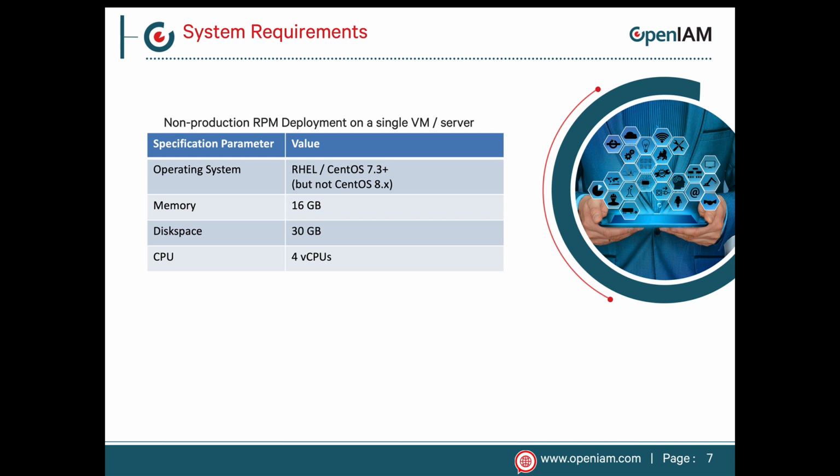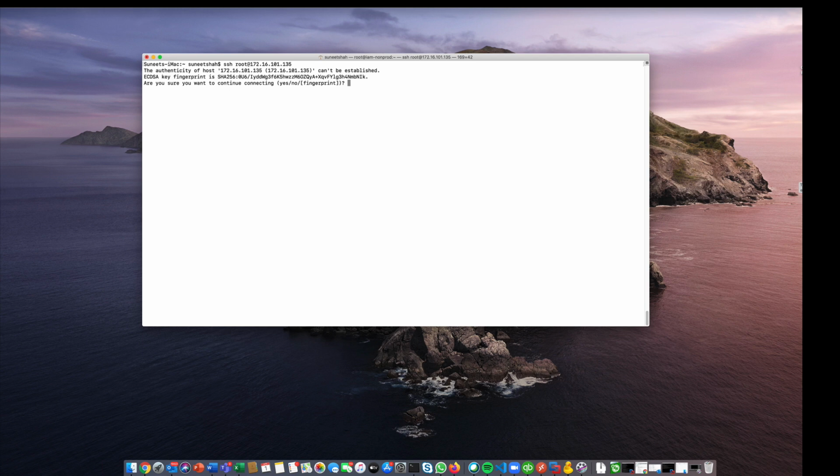The first step is to ensure that we have met the minimum system requirements. You can deploy on either a VM, physical server, or a cloud instance at AWS, Google, or Azure. Regardless of the environment that you select, for an RPM install, you must be using either Red Hat 7 or CentOS 7. CentOS 8 is not supported at this time. Next, you need to make sure that you have at least 4 vCPUs, 16 gigs of RAM, and 30 gigs of disk. To get started, let's connect to the host where we will be installing OpenIAM.